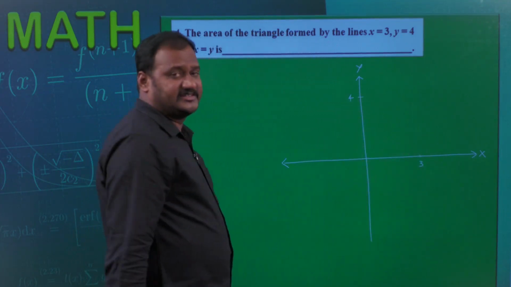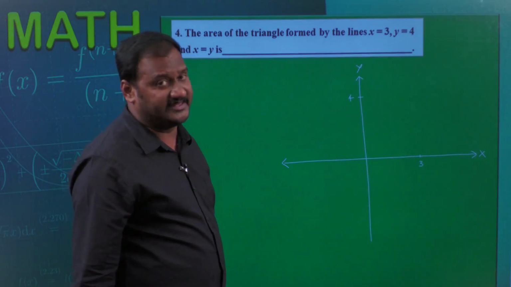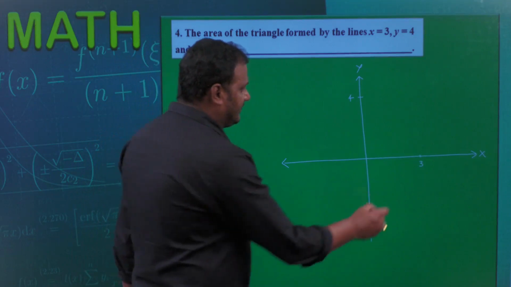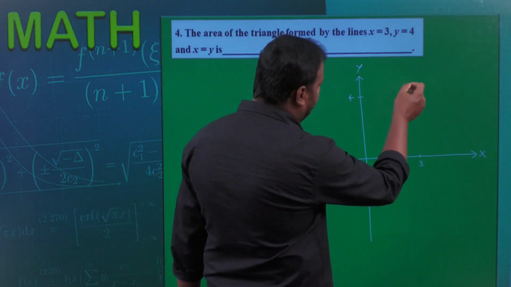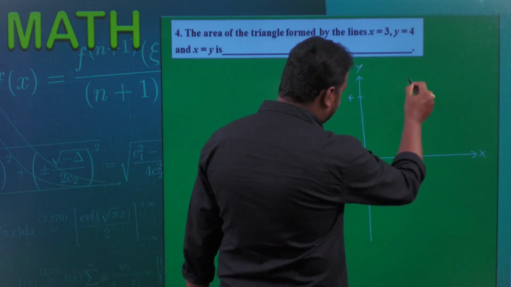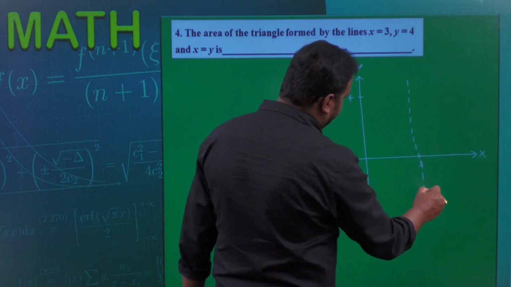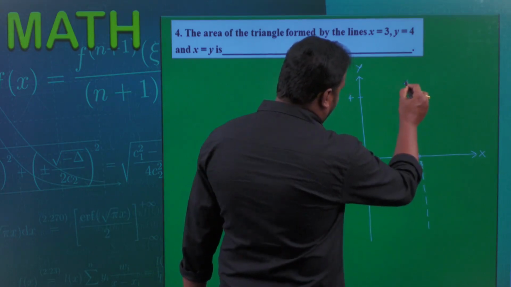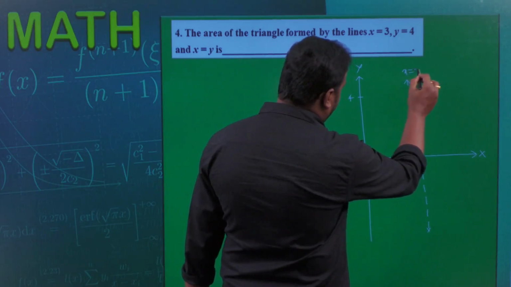Okay. So x is equal to 3 is a line parallel to the y-axis because the x value will always be 3. Okay. So the line would be like this. If you take any point on this line, then the x value is always 3 for this line. So this is x is equal to 3.